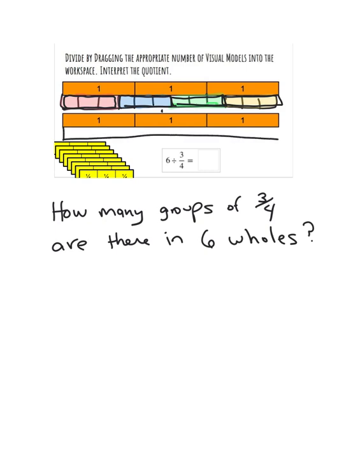So from that, I can infer if there are 4 groups of 3/4 in 3 wholes, there's going to be 8 groups of 3/4 in 6 wholes. Cut each whole into 4 equal pieces. You will do this just by dragging your pieces, and then shade in 3 out of 4, 3 out of 4, 3 out of 4, for a total of 5, 6, 7, 8.